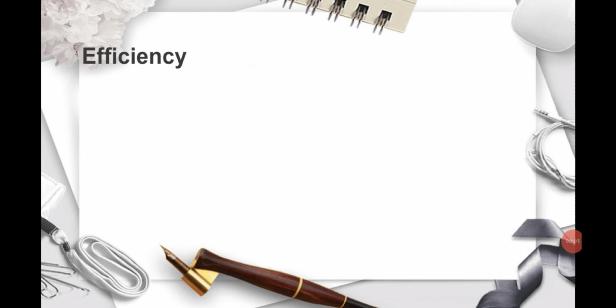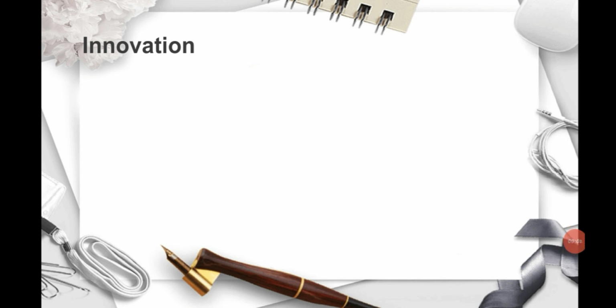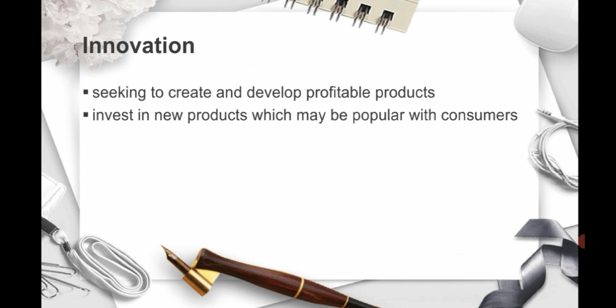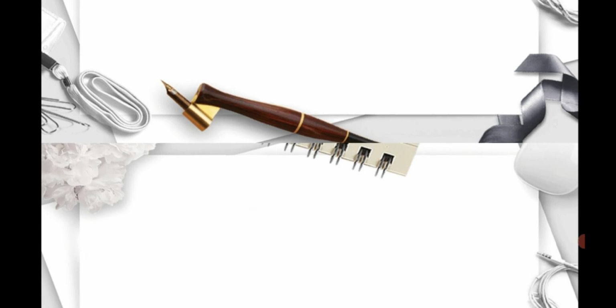Second pro is efficiency. Firms in a capitalist society face incentives to be efficient and produce goods which are in high demand. Third is innovation. Capitalism has a dynamic where entrepreneurs and firms are seeking to create and develop profitable products. Entrepreneurs invest in new products which may be popular with consumers, and so it can lead to product development and more choice of goods.